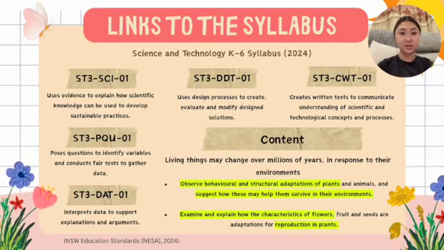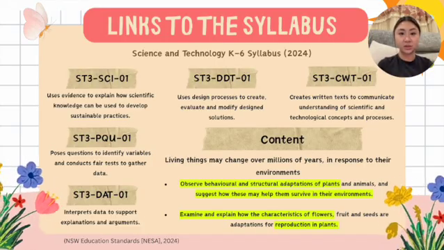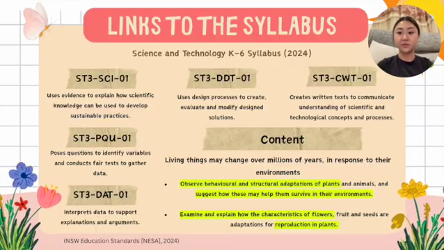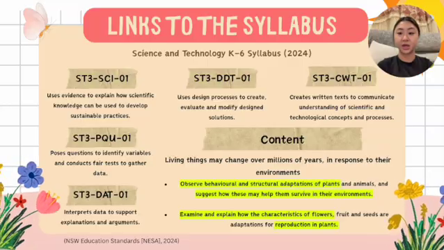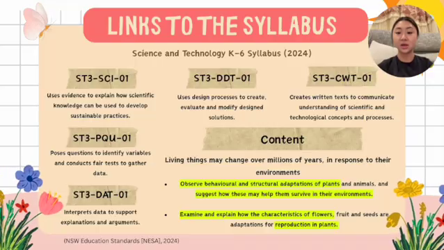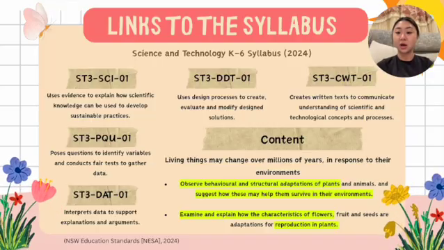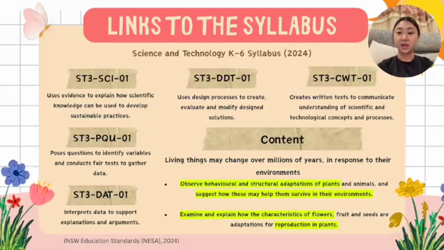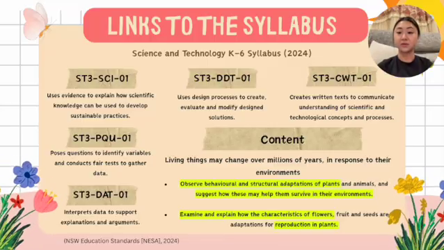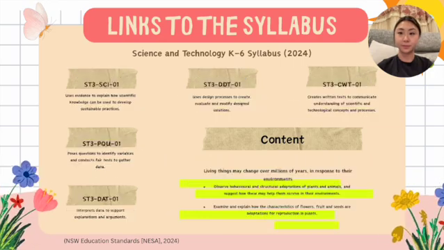Under the topic living things may change over millions of years in response to their environment, I have covered the content of observed behavioral and structural adaptations of plants, suggesting how these may help them survive in their environments. Another content would be to examine and explain how the characteristics of flowers are adaptations for reproduction in plants.